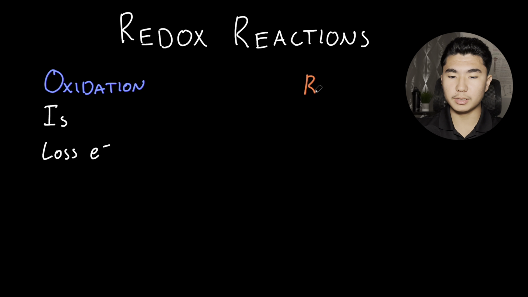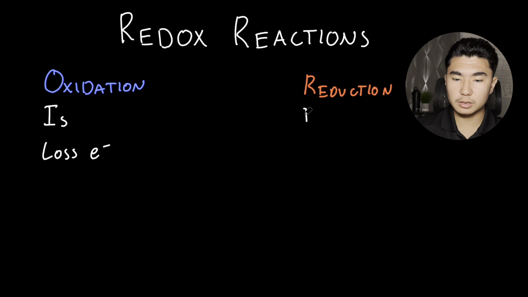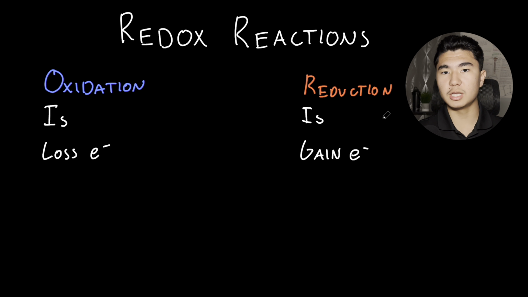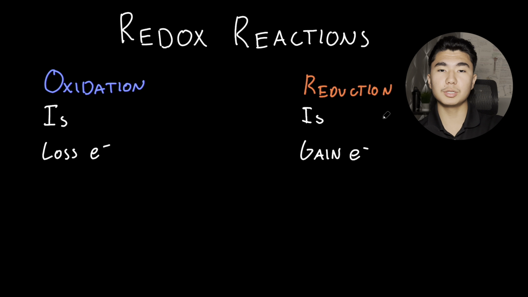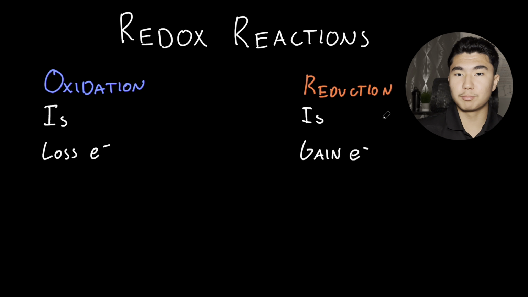And for reduction, we are going to see a gain in electrons. So reduction is gain electrons. So that's the main difference between oxidation and reduction. And remember, you can use OIL RIG to memorize or to understand what those functions are.